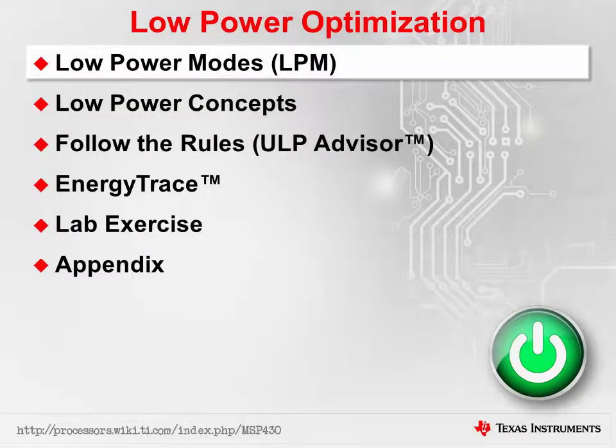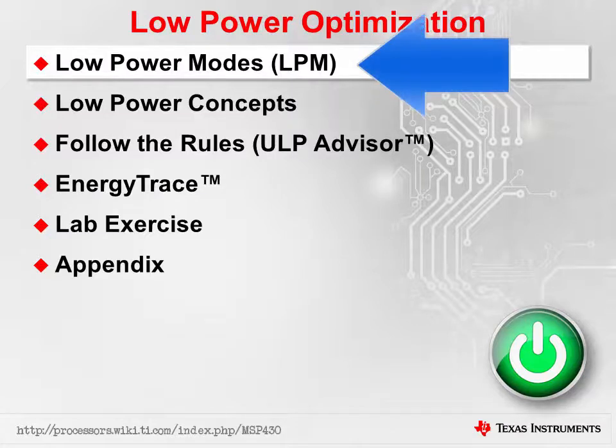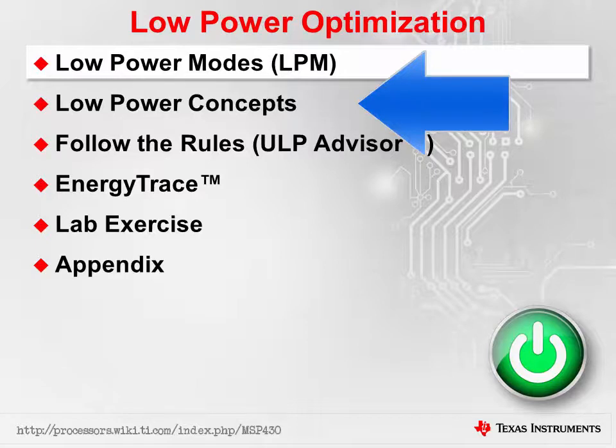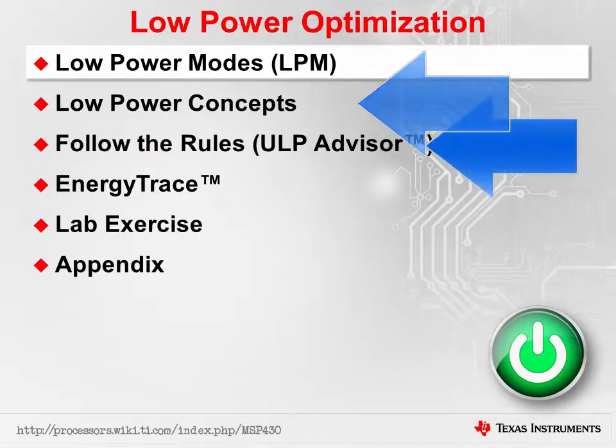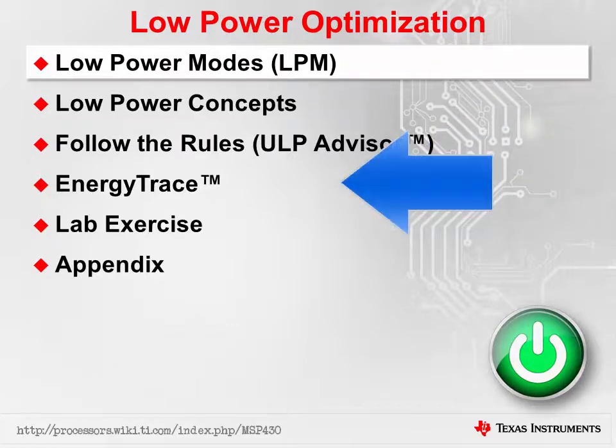This chapter consists of 4 major parts. First, we discuss low power modes, as they are the most obvious low power technique. Next, we'll describe a few concepts that demonstrate how to go about designing low power embedded systems. Third, we'll look at the ULP Advisor tool along with its set of rules that it applies when examining your code. Finally, we describe TI's EnergyTrace technology.